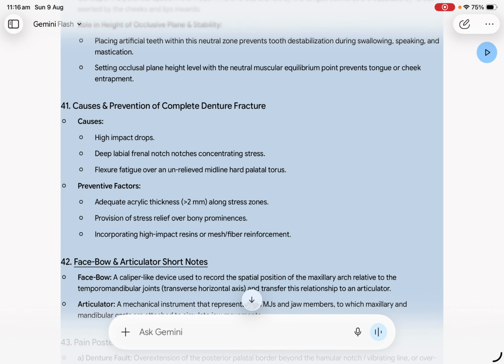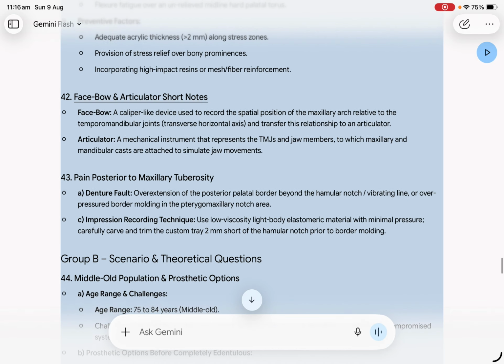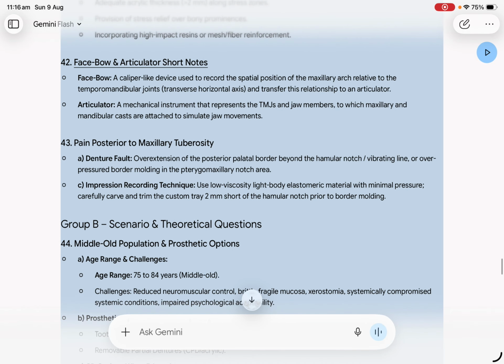42. Facebow and articulator short notes. Facebow: a caliper-like device used to record the spatial position of the maxillary arch relative to the temporomandibular joints, transverse horizontal axis, and transfer this relationship to an articulator. Articulator: a mechanical instrument that represents the TMJs and jaw members, to which maxillary and mandibular casts are attached to simulate jaw movements.